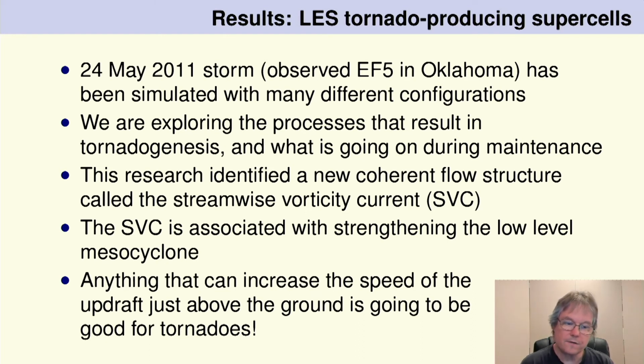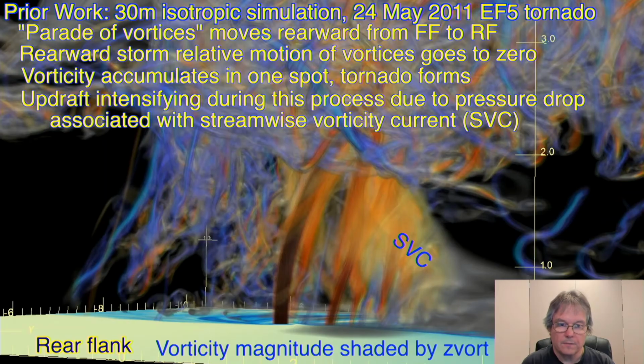We're looking at the processes of what's going on during tornadogenesis and also maintenance. We identified a coherent flow structure called the streamwise vorticity current that is associated with strengthening the low-level mesocyclone, and hence making conditions more favorable, we think, for tornadogenesis and maintenance. Anything that can increase the updraft near the ground, you've got to think that's good for tornado formation and maintenance, because of the stretching term in the vorticity equation and how vertical gradients of the vertical motion are conducive to stretching vortices, vertical vortices. So you can read about the prior work we did here.